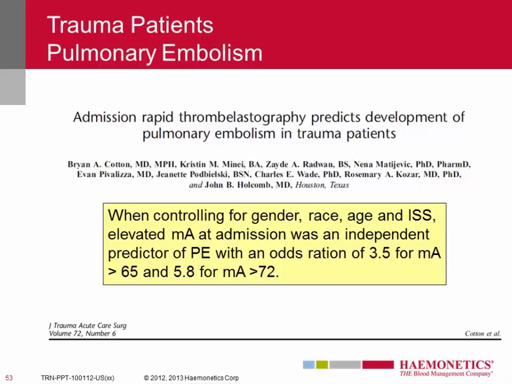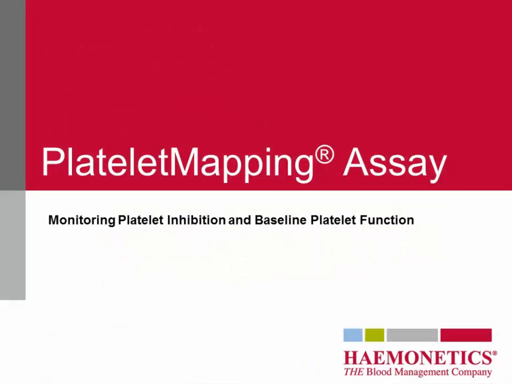This is Brian Cotton's comment. When controlling for gender, race, age, and ISS, elevated MA at admission was an independent predictor of pulmonary emboli with an odds ratio of 3.5 for an MA greater than 65.